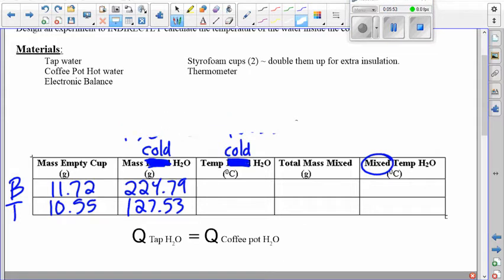Now, we're going to tell us what their initial temperatures are of the cold water. Barrett, what's yours? 22.1. 22.1. And Tanner, what'd you get? 21.4. Okay. Now, what's going to happen is I'm going to pour a random amount of hot water into their cups. So take the thermometers out for a second. I'll pour a random amount of hot water into your cups.